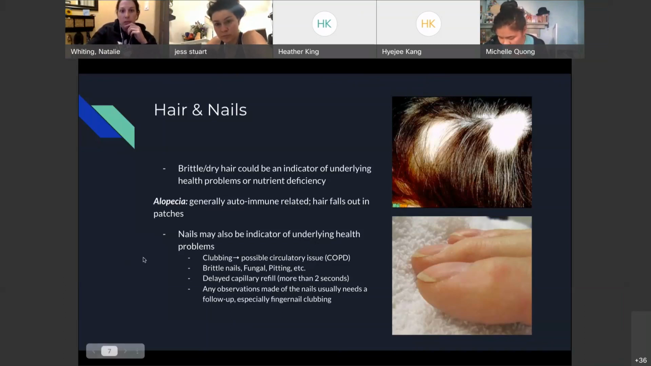So nails. Nails may also be a good indicator of any underlying health problems. Clubbing is possibly a circulatory issue such as COPD. Brittle nails, fungal, pitting, there's tons of different nail conditions. Delayed capillary refill of more than 2 seconds is indicative of poor perfusion. The oxygen's not being perfused to the extremities well enough. Any observations made of the nails usually need a follow-up, especially fingernail clubbing. Important to know.